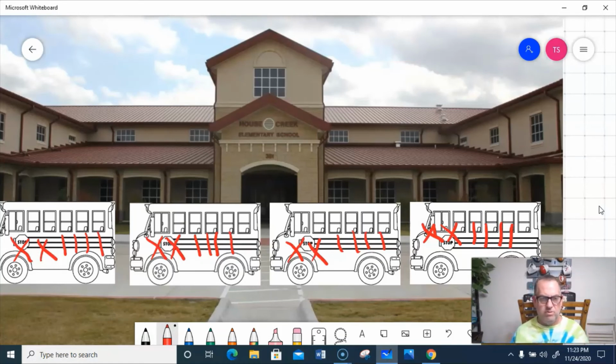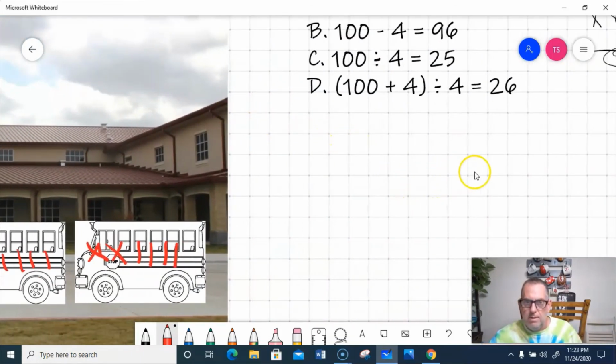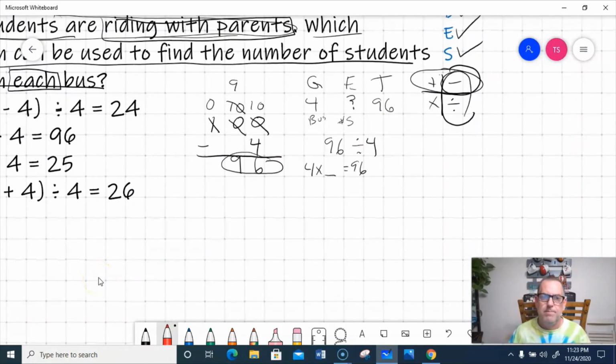So I have all the students on the buses, and now I can figure out how many students I have on each bus. I have 2 groups of 10, which is 20, and a group of 4. So it looks like 24 students are going to be on each bus. So I can go back and solve that: 96 divided by 4 equals 24.